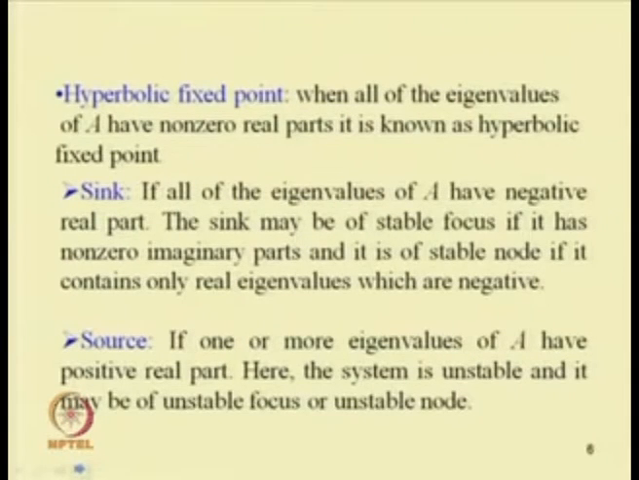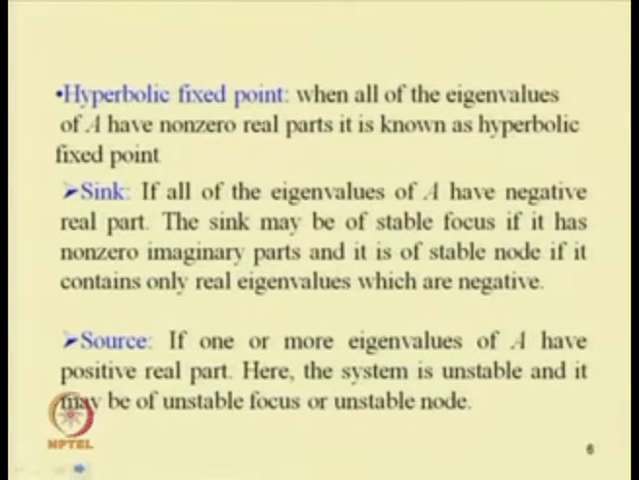Already we have discussed the hyperbolic fixed point. When all the eigenvalues of the Jacobian matrix have non-zero real parts, it is known as a hyperbolic fixed point. If some of them are 0, it is known as a non-hyperbolic fixed point. If all the eigenvalues of A have negative real parts, it is known as a sink. The sink may be a stable focus if it has non-zero imaginary parts, and it is a stable node if it contains only real eigenvalues which are negative.